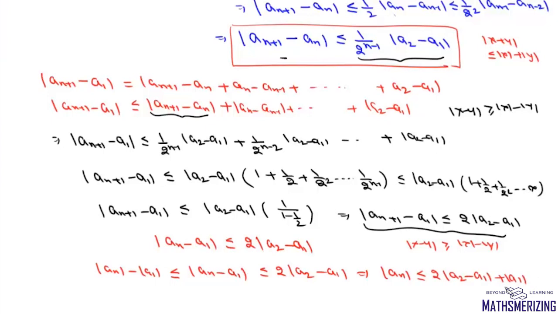Now in the question it is given that a_1 is 1. So we can write mod of a_n is less than or equal to 2 times mod of a_2 minus 1, and then plus 1. Now since this function is a differentiable function and its f dash is also a continuous function, it means this a_2 will be a finite value. So a_n will always be less than or equal to 2 mod a_2 minus 1 plus 1, which is some finite real number M.